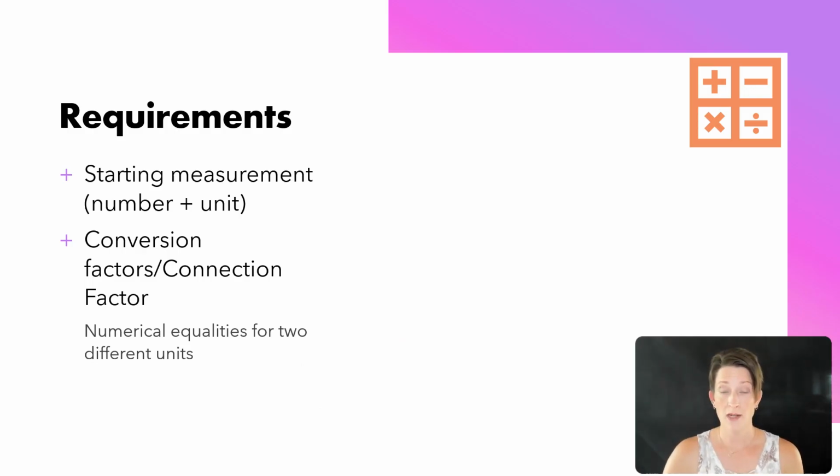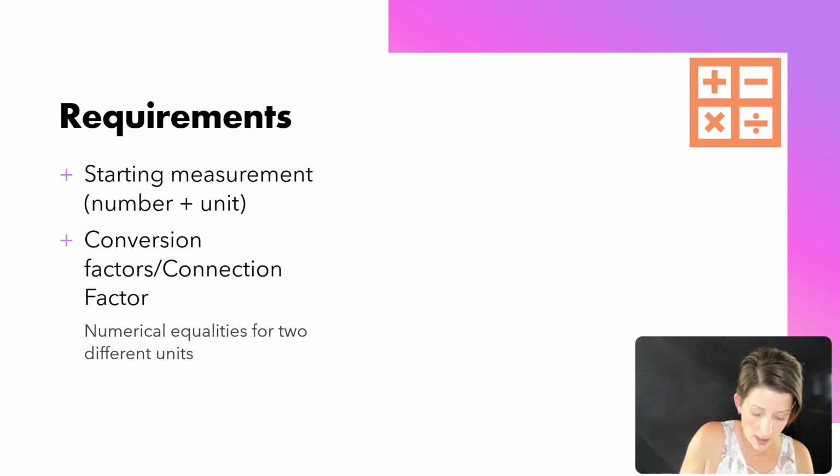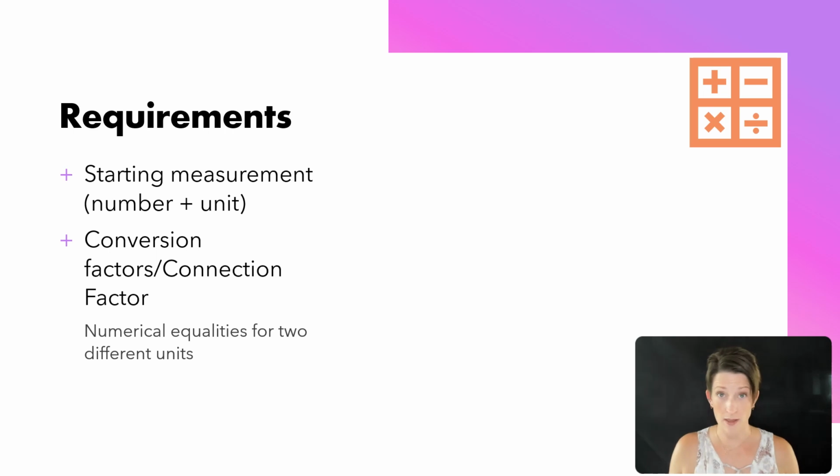What you need to find when you are starting out a unit conversion is the measurement that was recorded. The measurement, as we have discussed before, requires a number and a unit because we need to know where we're starting from.